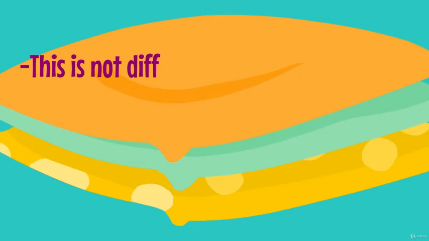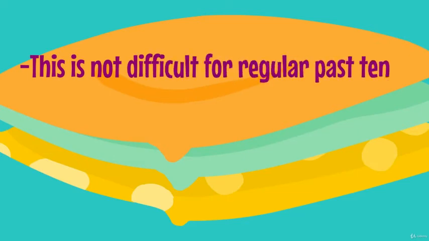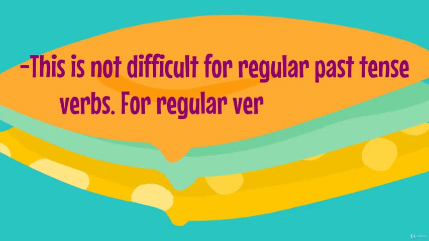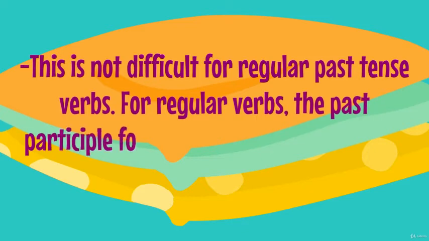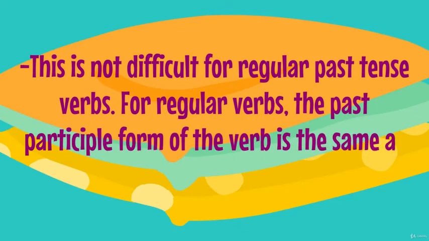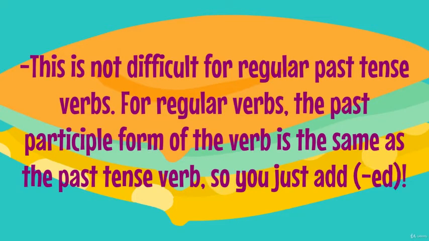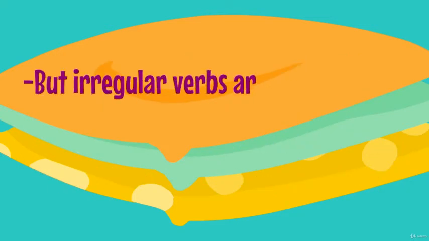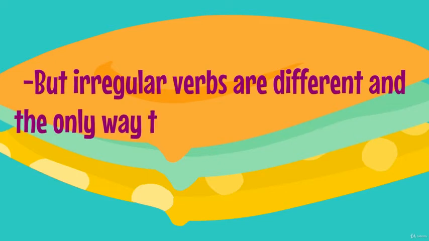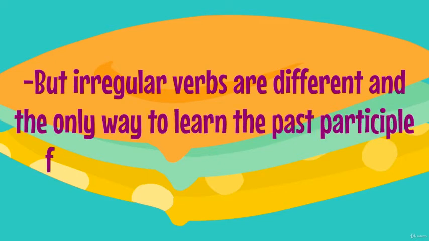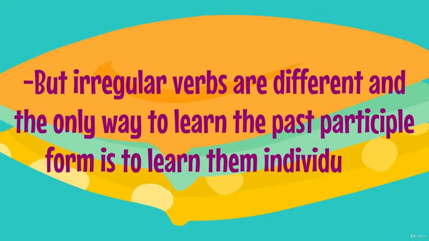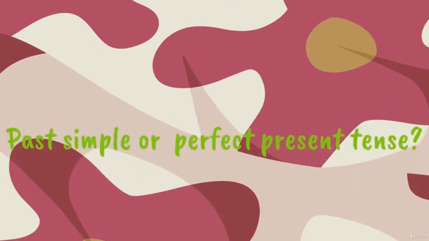This is not difficult for regular past tense verbs. For regular verbs, the past participle form of the verb is the same as the past tense verb, so you just add ed. But irregular verbs are different, and the only way to learn the past participle form is to learn them individually. Past simple or present perfect tense?